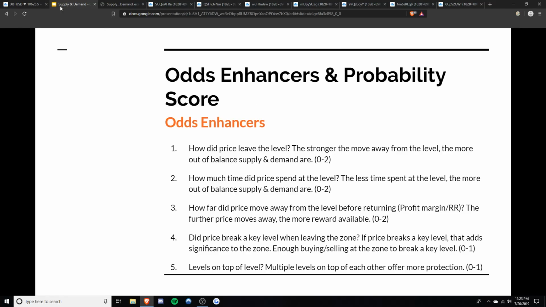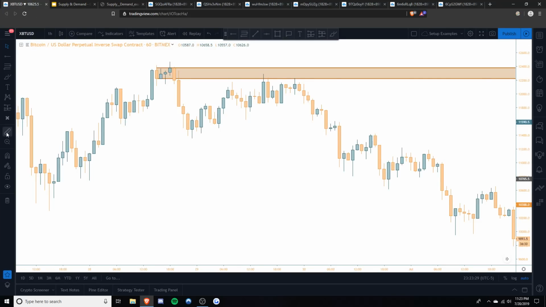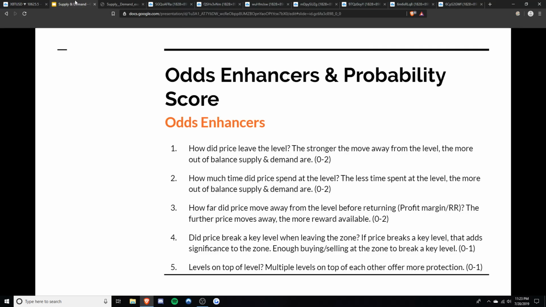How far did price move away from the level before returning? So we take the top or the bottom of the zone. So about a 7%. I would say it's good. It's not the best. It is good though. So I'd give that a 1. So we're sitting at 4.